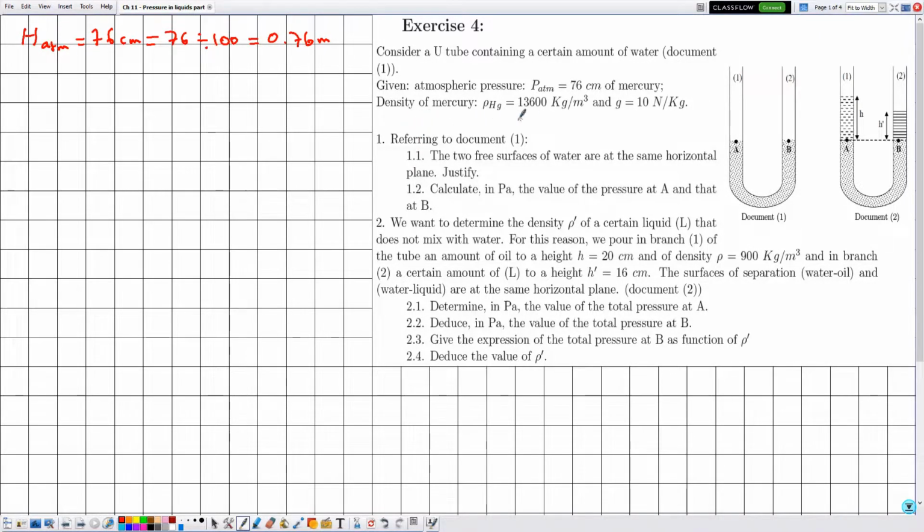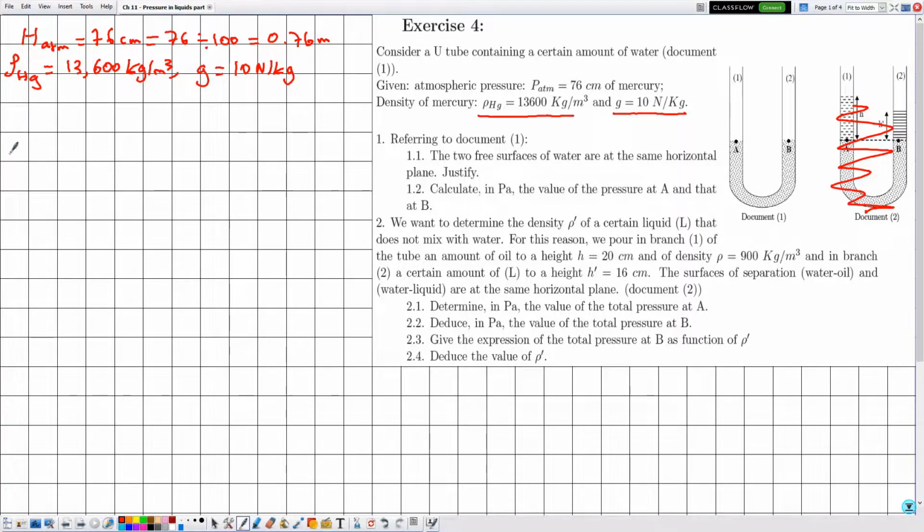Okay, density of mercury is given by 13,600 kilogram per meter cube, and G is equal to 10 newtons per kilogram. Let me write here that the density of mercury is given by 13,600 in the SI, and G is equal to 10 newtons per kilogram, which means that we are performing this experiment on the surface of Earth. Number 1, okay. Notice that till this moment they didn't mention anything about document 2, then we are not allowed to use it.